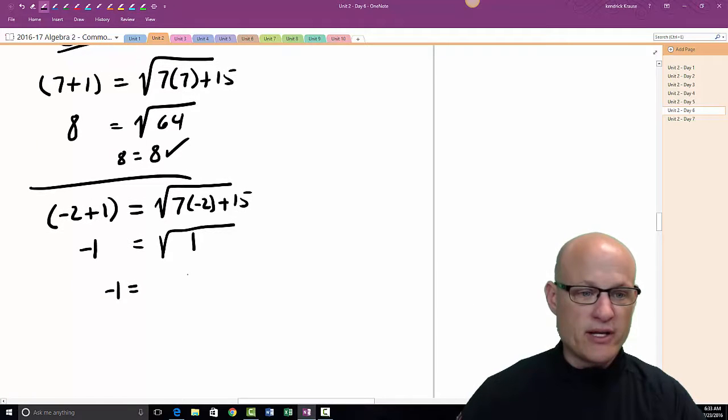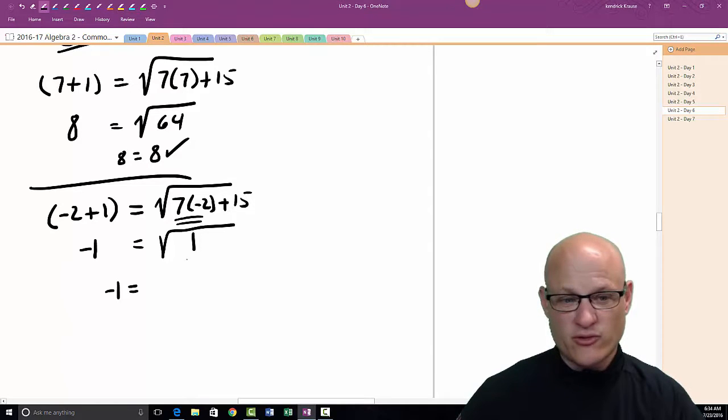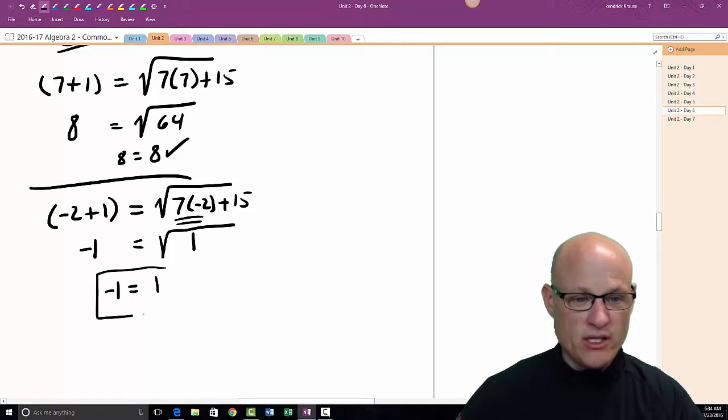So all I did was plug in the -2. -2 plus 1. 7 times -2 plus 15. 7 times -2 is -14 plus 15 is 1. So this is the square root of 1. Does -1 equal 1? No.